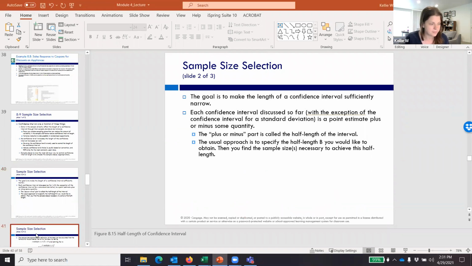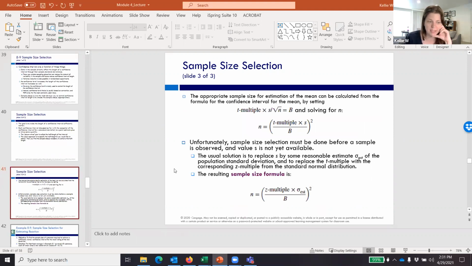To calculate appropriate sample sizes, we could use a formula. However, in order to use a formula, we generally don't have a sample already observed, so we don't know the value of S. And so we can make some assumptions in order to come up with a rough approximation. We can't use the T distribution, so we have to assume normality, and we'll pull values from the standard normal distribution instead. So we'll pull a Z value instead of a T value, or the corresponding Z multiple.